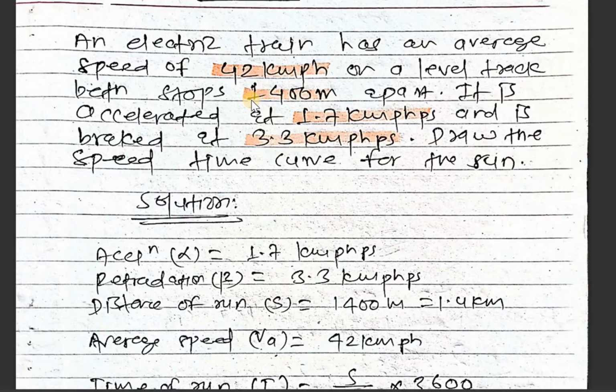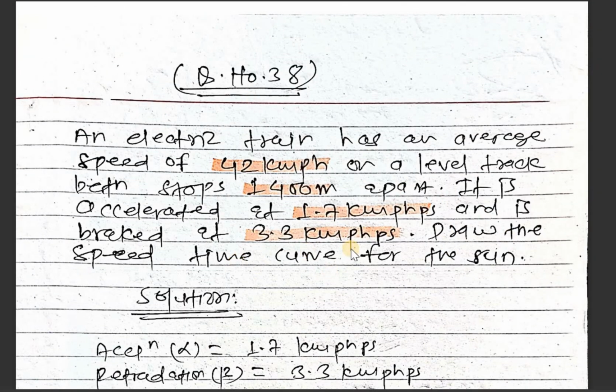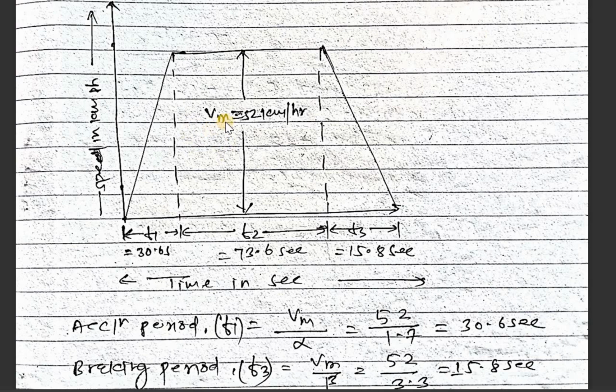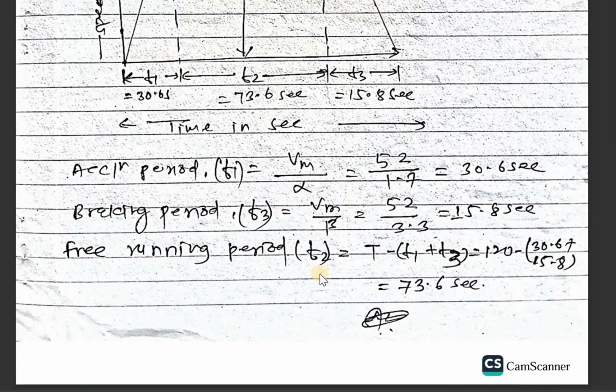In the question, we have to draw the speed time curve. So for the speed time curve, we have to know Vm, T1, T2, and T3. From here, we can get all these values, and we have drawn this figure.